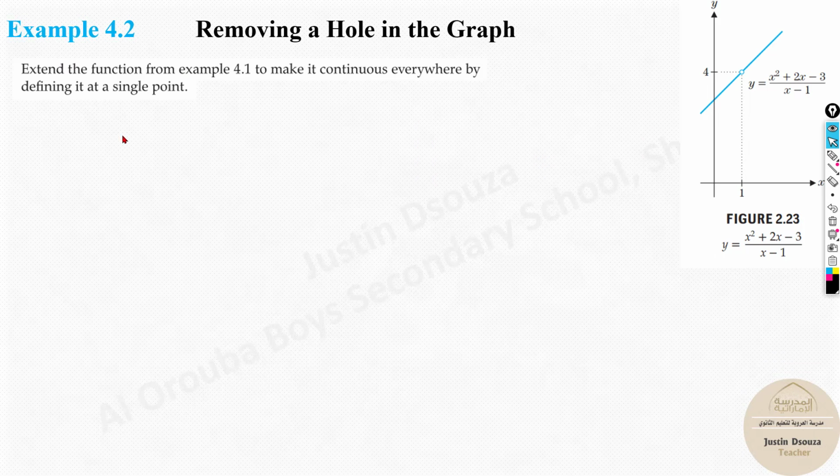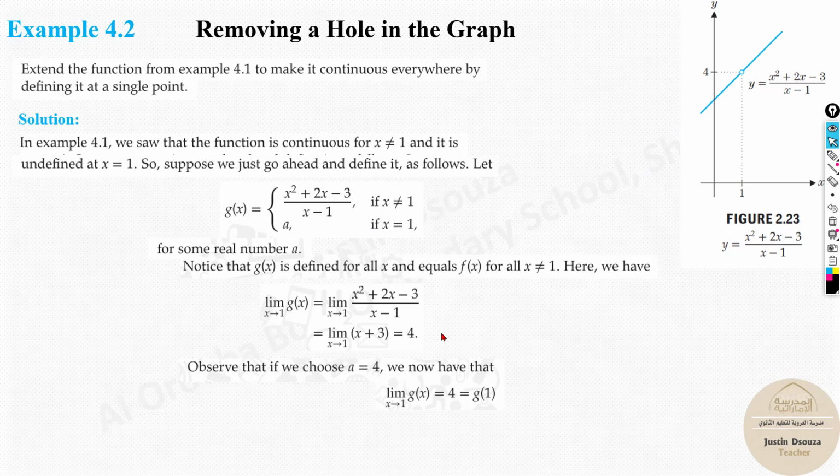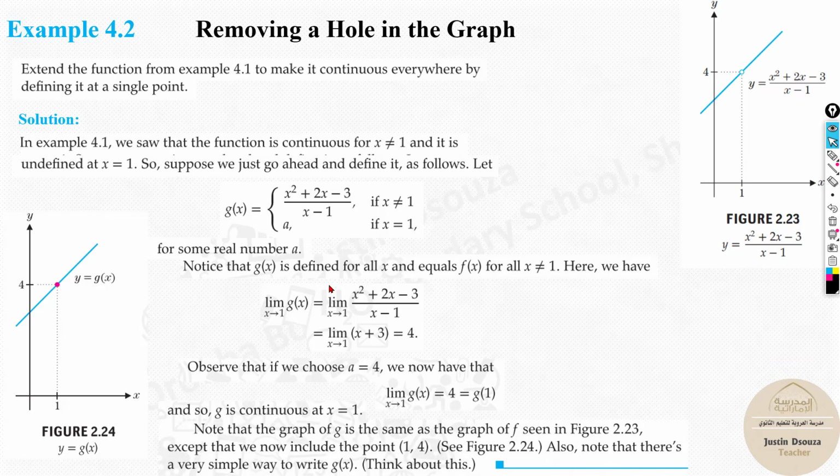Now extend the function from the last example which we just saw and make it continuous everywhere, by defining it at a single point. Basically you're trying to make a piecewise function so that you can make it continuous everywhere. What does this mean? Now over here, this particular function has x cannot be equal to 1, but we know from the limit what the value is. This is defined at x equal to 1. So you're defining it over here.